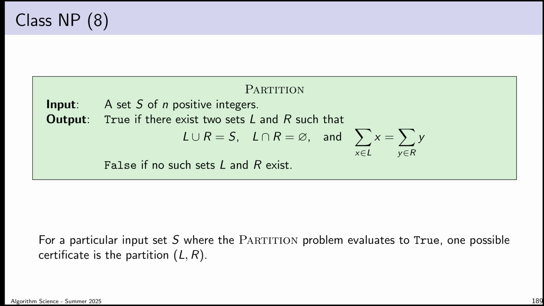And similarly, for the partition problem, if you give me a set S of n positive integers and the partition problem evaluates to true, well, one certificate I could provide you so you could check my work is just giving you a partition. I could say, here are the sets L and R, and you have to now verify that this certificate is valid. And again, you want to be as suspicious as you can, because I might try and pull a fast one and give you two sets that appear to be a valid partition, but they're a partition of something else.